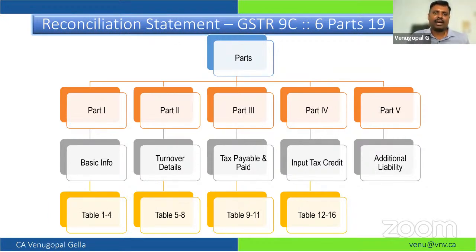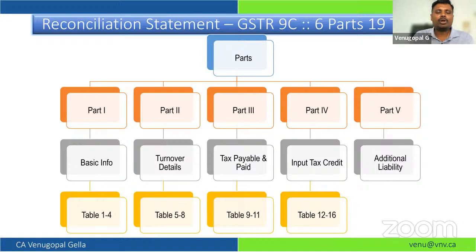Otherwise, you will give explanation to each of the tables. Part 3 is the tax liability and how it has been paid, which is what you will be reporting. Part 4 is how much ITC is available, like a bank reconciliation: how much is there in the books, how much you have availed in the current year, how much you have availed in the next year. You will be reporting that.